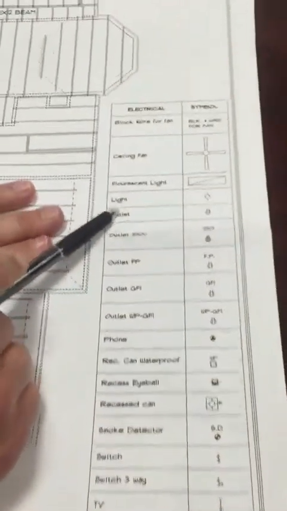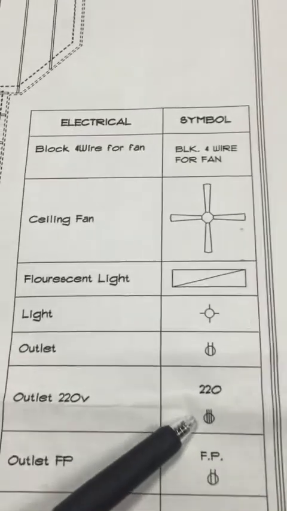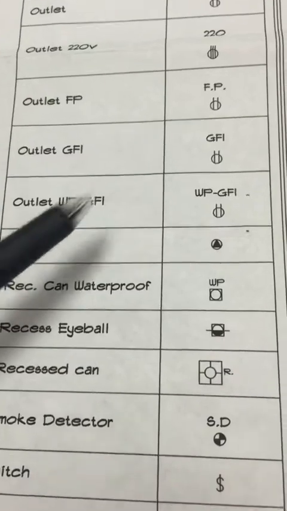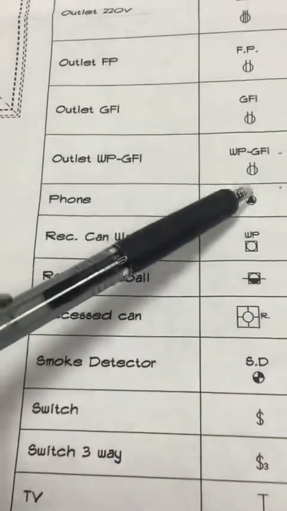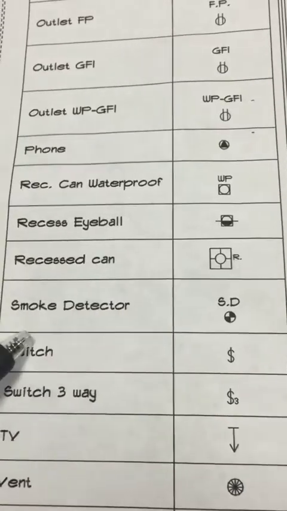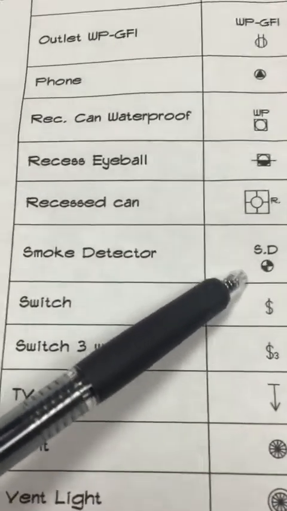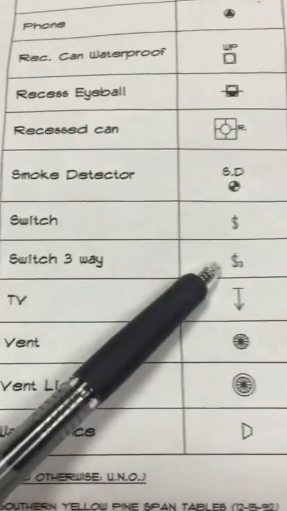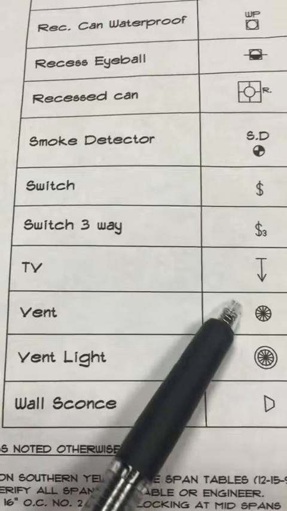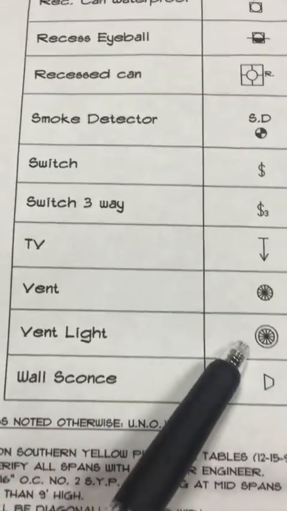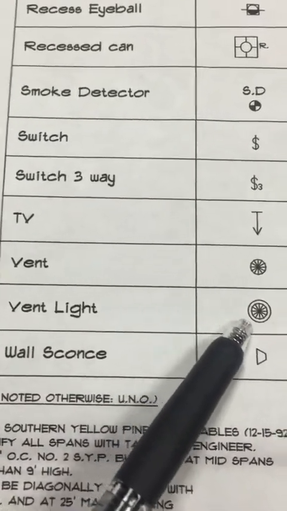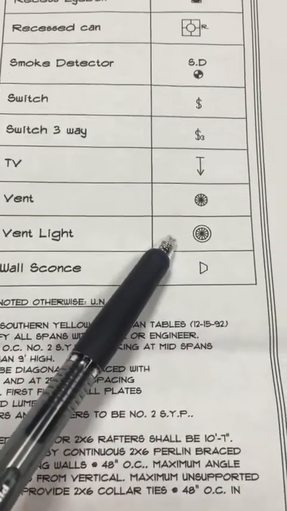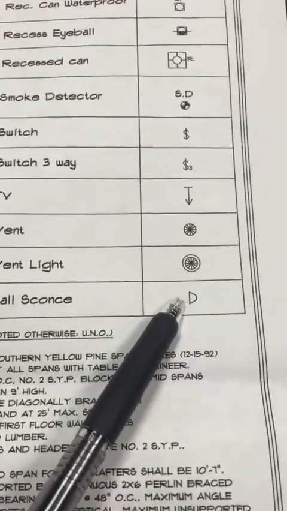There's a legend of symbols. As I said earlier, 220 is 3 lines, okay? Let's see, the GFI we talked about earlier, the phone we talked about earlier. One that we didn't talk about is the smoke detector, and it's sort of a double hashed circle. Switch we talked about, 3-way switch we talked about, TVs we talked about. That's a vent, okay? And that's a vent light. So many times in bathrooms you'll have a combination vent light, many times in the toilet area or water closet. And this is showing wall sconce.